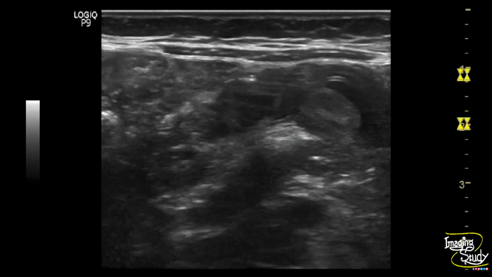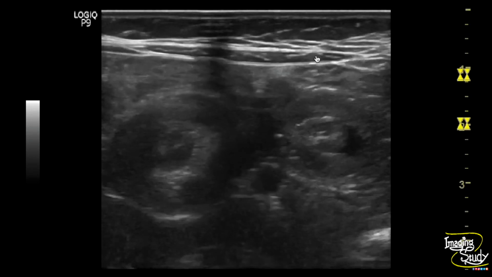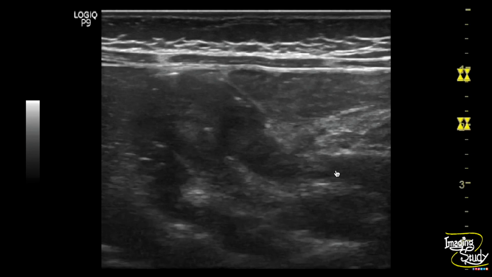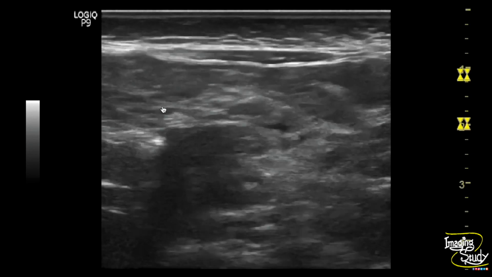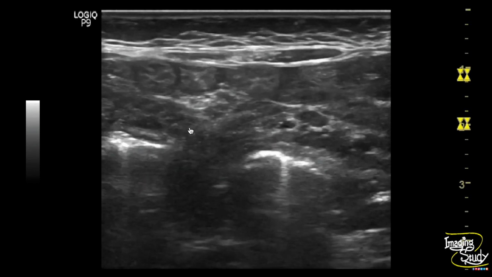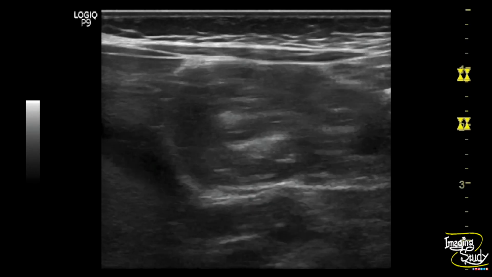Here you can see the high-frequency superficial view of the right hypochondriac region showing a sausage-shaped bowel mass. Multiple parallel hypoechoic and echogenic stripes are seen forming the sandwich sign. On transverse section, the concentric parallel rings of bowel wall is forming the target, doughnut or bull's eye sign.